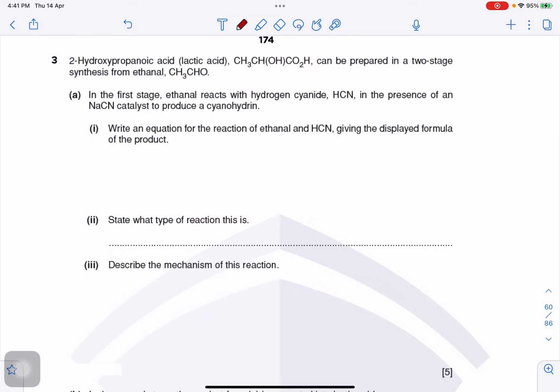So we are starting from ethanol. What are we doing? We are basically adding a carbon to the chain. And to do that, we need a nitrile. They have already mentioned that you have HCN in the presence of NaCN catalyst. So we have a nitrile coming in, which will obviously increase the chain. And then we have to, let's write down the equation.